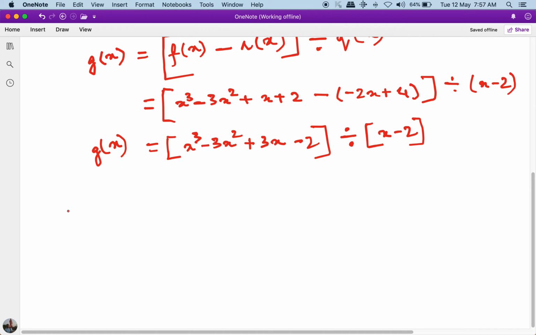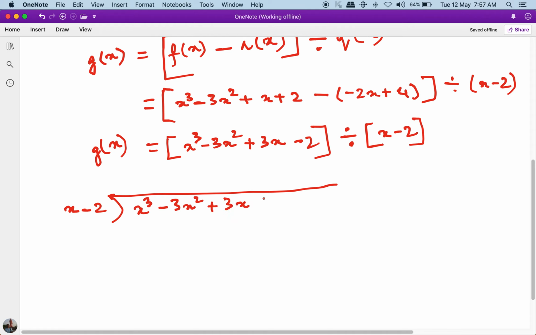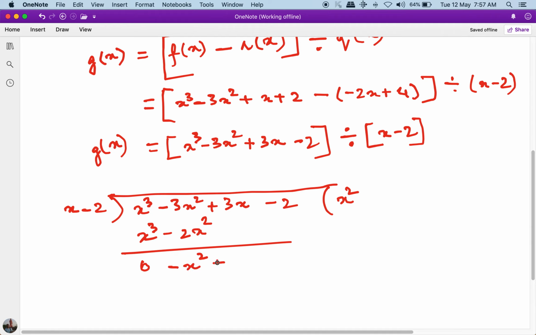Now let's find our g of x. It will be x minus 2 dividing this whole term, which is x cube minus 3x square plus 3x minus 2. What do we get here? We get an x square, so here it becomes x cube minus 2x square. This whole thing becomes 0, and this becomes minus x square plus 3x minus 2.